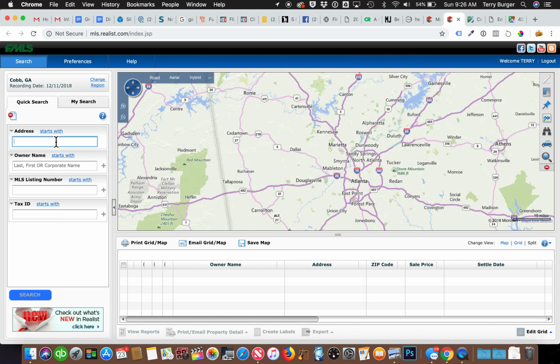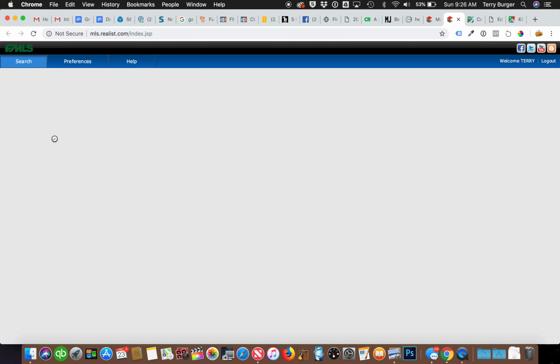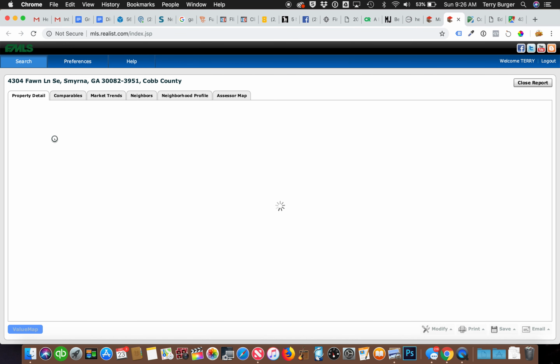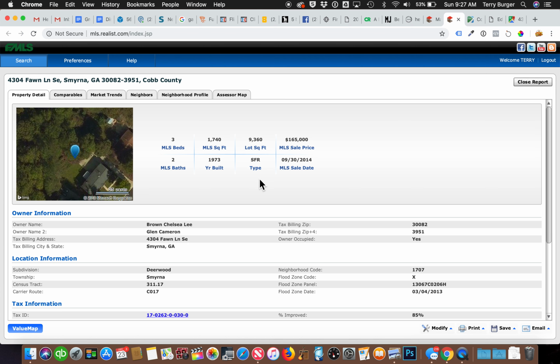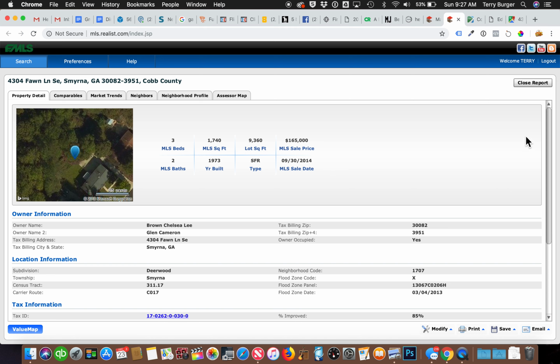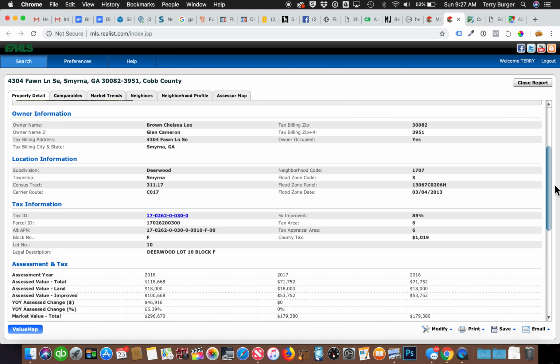Okay, we have the records up on Realist, and like I said, every MLS should have something to this degree. We're going to type in our address real fast: Fawn Lane. And let's see what comes up. The tax report is going to show square footage, what it sold for, when it last sold, who owns it now, all the normal information that we're going to be able to get from the county records.